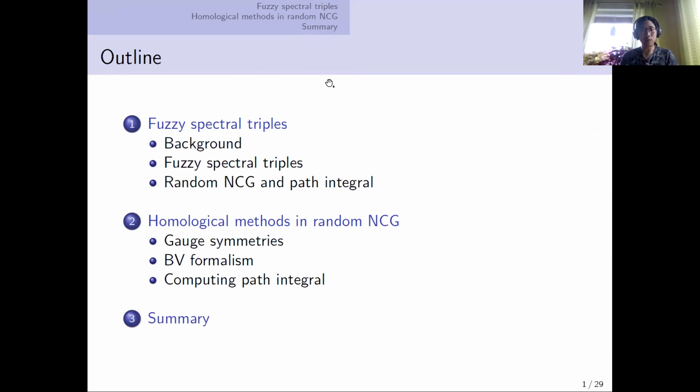So first let me give you a brief outline of this talk. Like half of the speakers already did, I will give some kind of a background around these fuzzy spectral triples. I will try to keep it shorter because you've already seen it a few times. I will briefly say what they are and why they are good for studying random non-commutative geometry and the path integral. Then I will move on to what we have done, which is to implement the BV formalism to see how one can consider path integrals which also come with gauge symmetries. This is the main part, I would say. And I will end by trying to summarize everything.